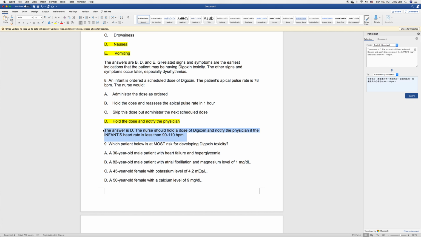The answer is D. The nurse should hold a dose of digoxin and notify the physician if the infant's heart rate is less than 90 to 110 bpm.